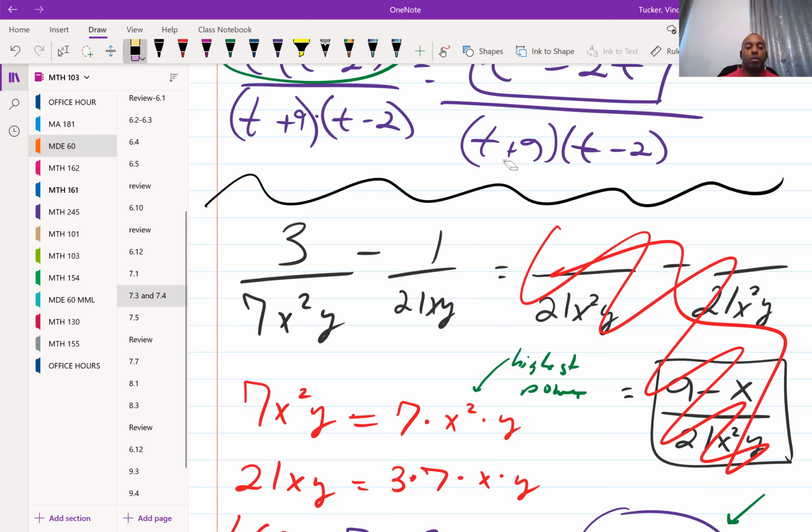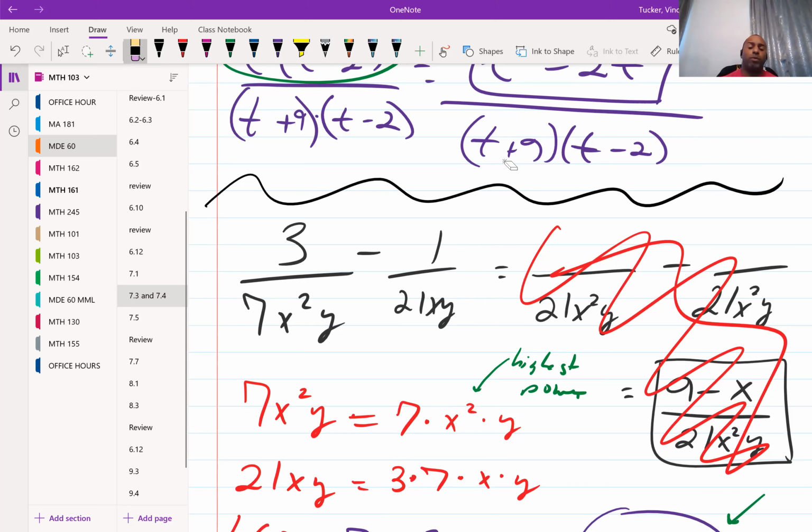So before we scroll down to establish what an LCD is, are they okay with what I did? I just looked at the 7x squared y. I didn't break the x squared down to x and x. The reason for that in a second, but I just did 7, x squared, and y. So we're looking at those 3 pieces. 21 can be broken down into 3 times 7. So we have 3, 7, x, and y.